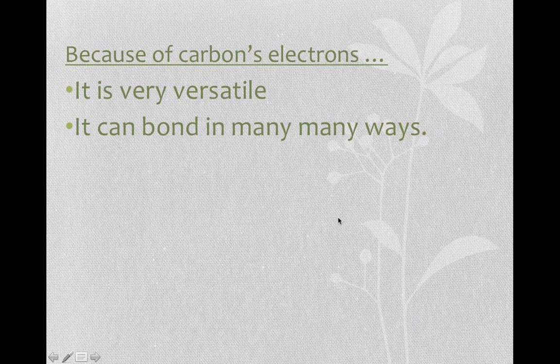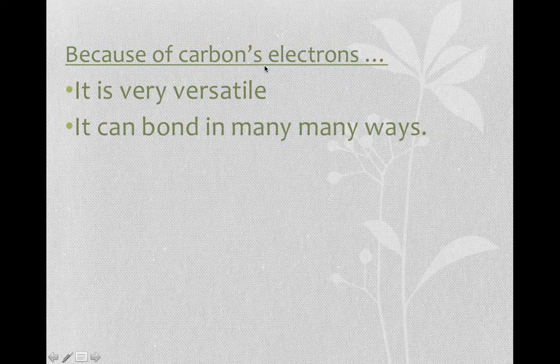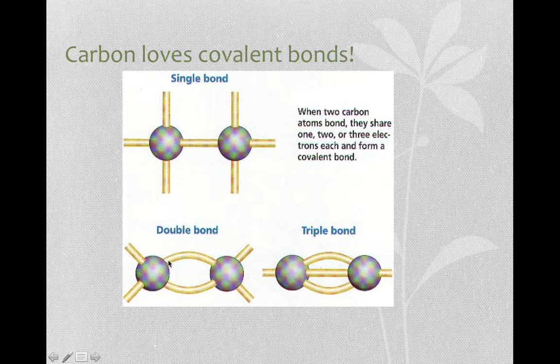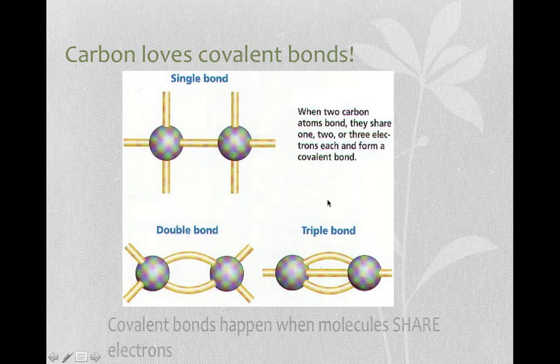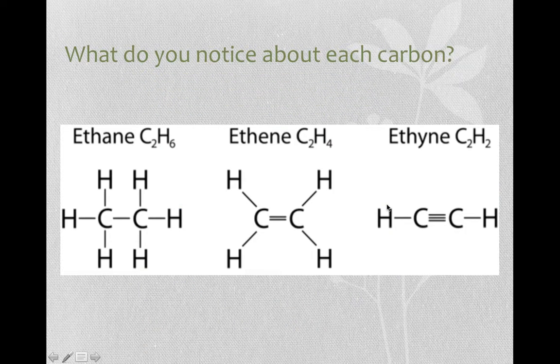In order to be really balanced and really happy and really satisfied, in order to have a full life, they want 8 electrons. So, with that in mind, in order to get its 8, carbon can share electrons with other carbons. And if they're sharing enough electrons, they're pretty happy. So they can form covalent bonds. Covalent bonds happen, again, when molecules share electrons.